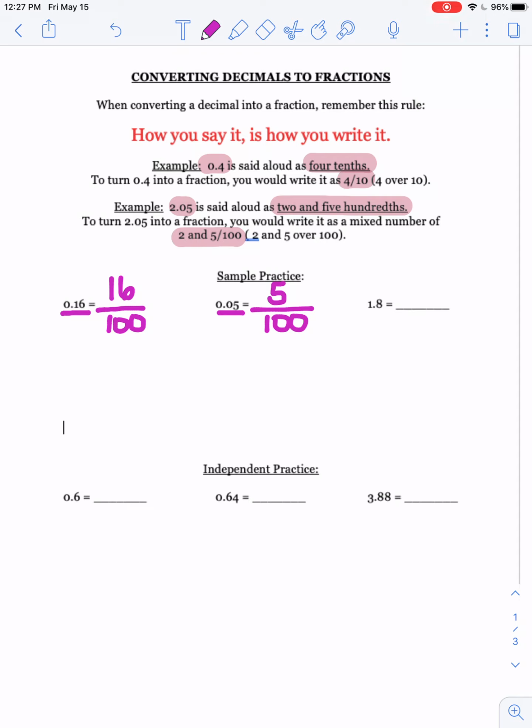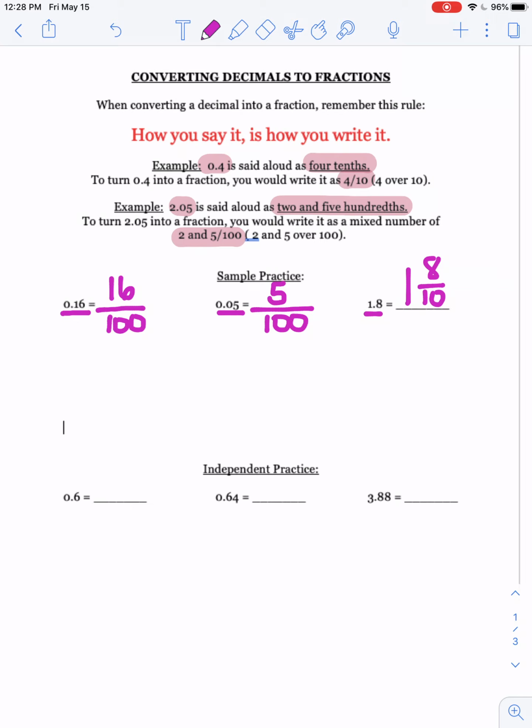Our last sample is going to end up as a mixed number. We would say that out loud as 1 and 8/10. So I'm going to write my whole number. We only have one number after the decimal, which means it's in the tenths place. So 10 becomes our denominator, and then 8 becomes our numerator. So we have 1 and 8/10.